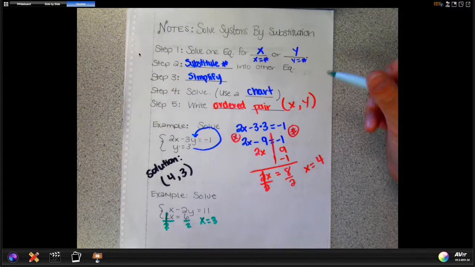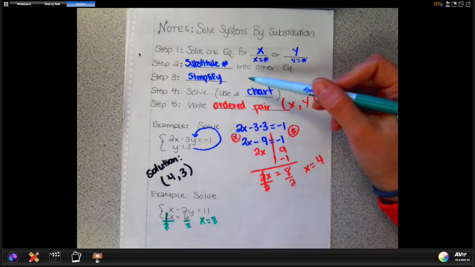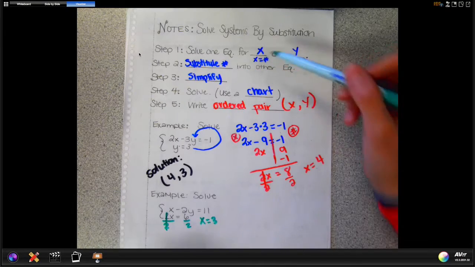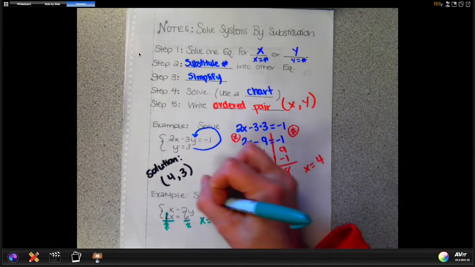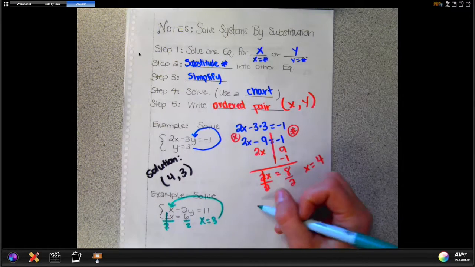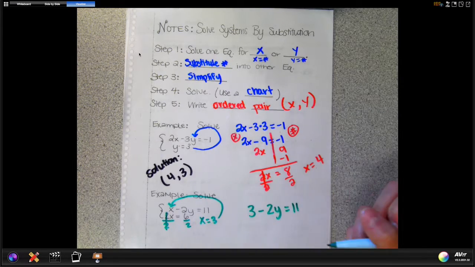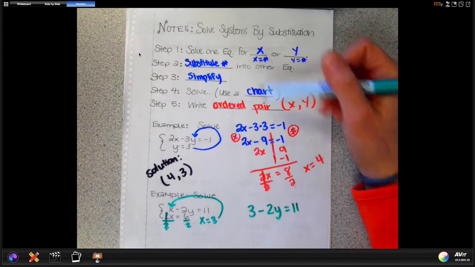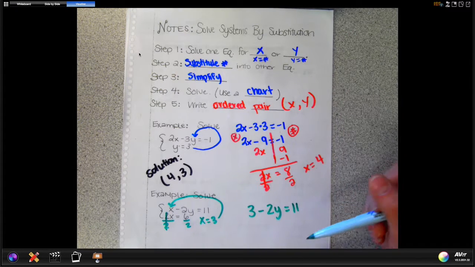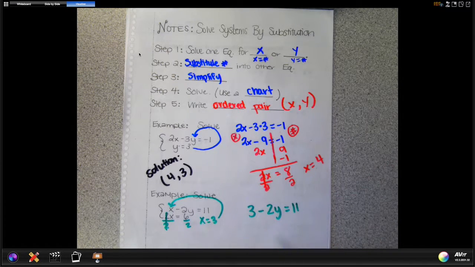We had to start that way. Now we're going to go through our steps again. Once we have x equals 3, we're going to substitute that number into our other equation. So it's going to go into the x this time because we solved for x. So let's rewrite. 3 minus 2y equals 11. Step 3, simplify. Is there anything that can be multiplied together here to make it shorter? In this case, this time, no, we can't. There's nothing we can multiply together to make it shorter. So we're going to skip step 3 and go to step 4.